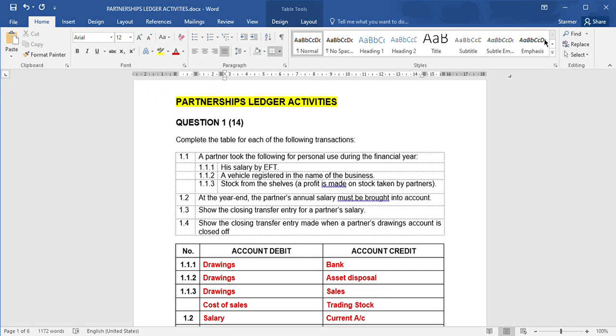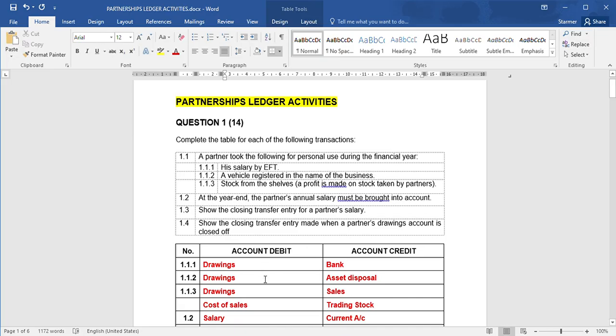Today I'm going to go through an activity on partnership ledger accounts. The first question asks you to complete the table for each of the following transactions. The first one tells you that the partner took a lot of stuff for his own use. Now I remind you that everything that the partner takes during the year automatically gets recorded in his drawings account.